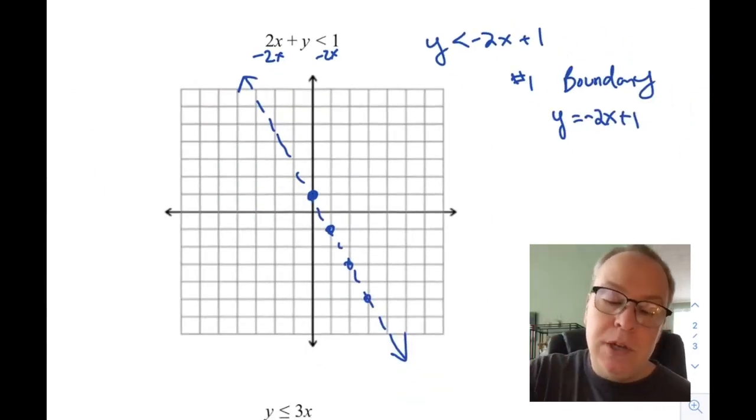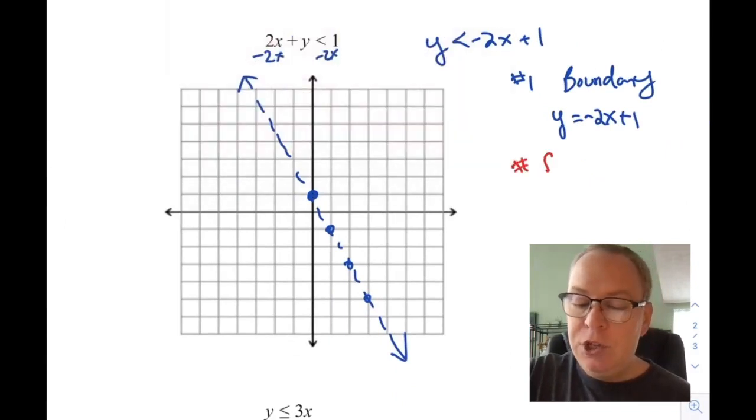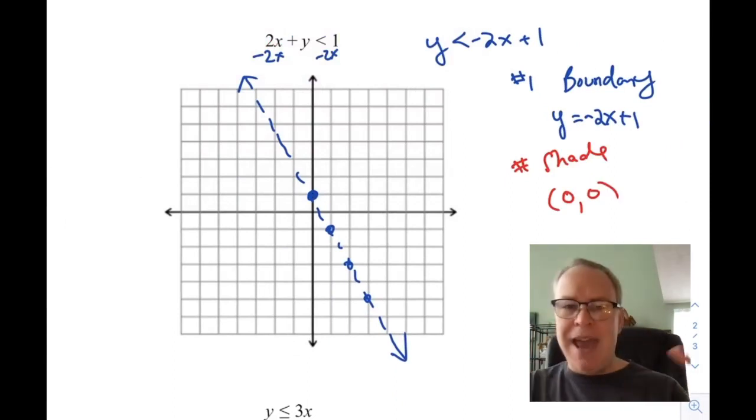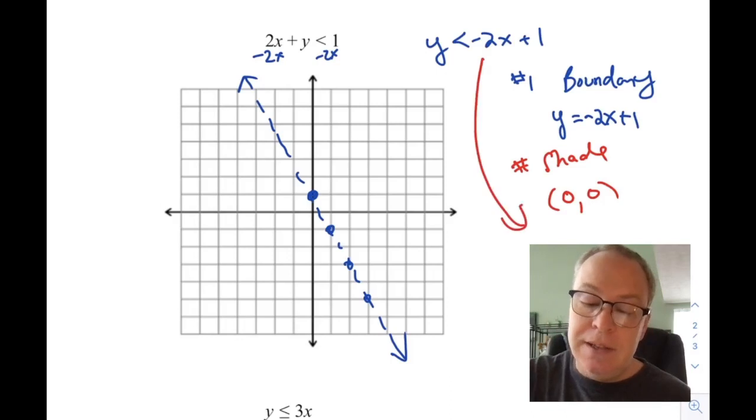Now, we're going to shade. Step 2, we're going to shade by doing the 0,0 test. So we're going to see, is 0,0 a solution or not? Let's plug 0,0 into this guy right here.